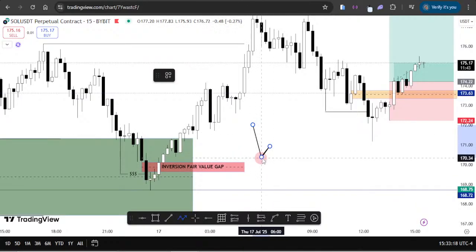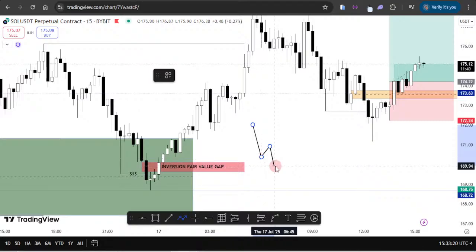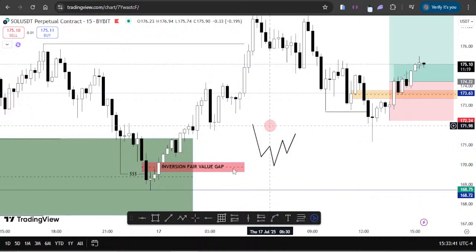This low was taken, pointed this low, the inversion fair value gap is somewhere in between the midpoint of the fair value gap that was formed when this low was taken. So break of structure. This right here is an open high.